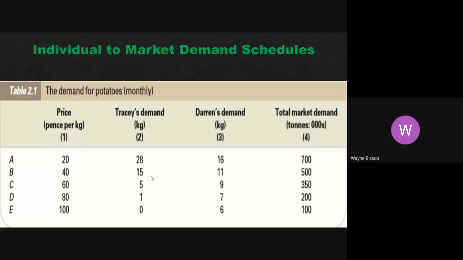So what you're looking at here is a demand schedule, and you'd see that you have prices, then you have two individuals, Tracy and Darren, and then you have totals in tons. Now, this is for potatoes on a monthly basis. Anybody willing to share how much potatoes you buy on a market run? Anytime you go to the market? 5 pounds, 10 pounds, how much do you buy?